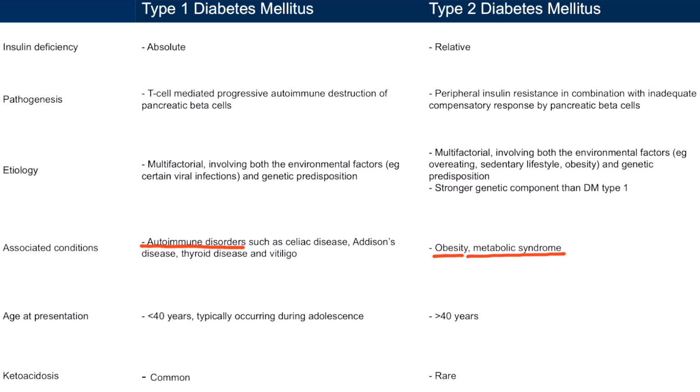Now, type 1 diabetes mostly occurs before age 40, typically during adolescence. In contrast, type 2 diabetes usually occurs after age 40. However, the prevalence has actually been increasing in the younger population.